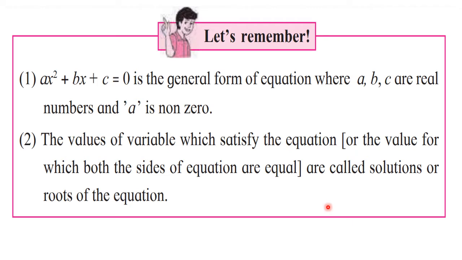First of all, let us remember the important points about the quadratic equations. The general form of the quadratic equation is ax square plus bx plus c is equal to 0, where a, b, c are real numbers, but the condition is what? a cannot be 0. a is non-zero, because if a is 0, then the equation will not remain quadratic. Quadratic means what? The equation with order 2, or the degree of the equation should be 2. So here if a is 0, then the degree of the equation does not remain 2. That is why this condition is important.